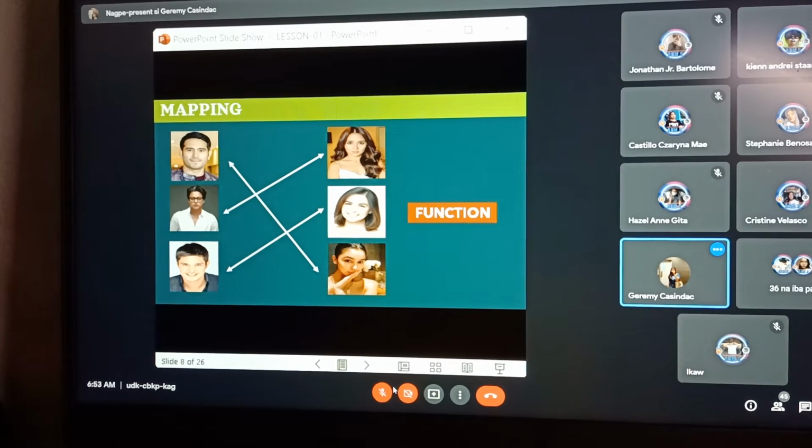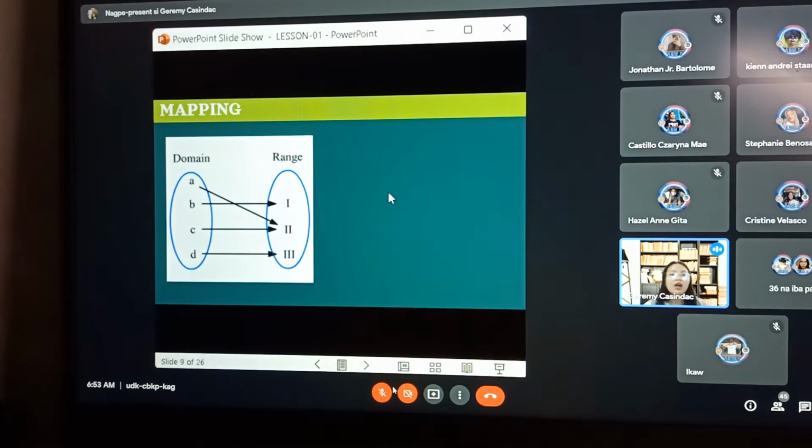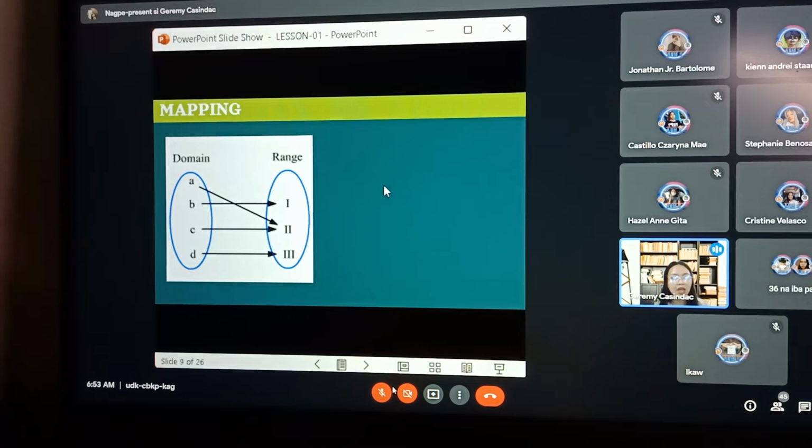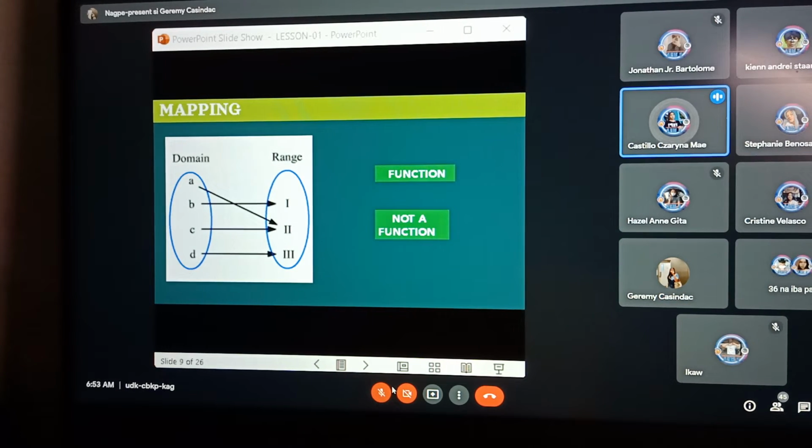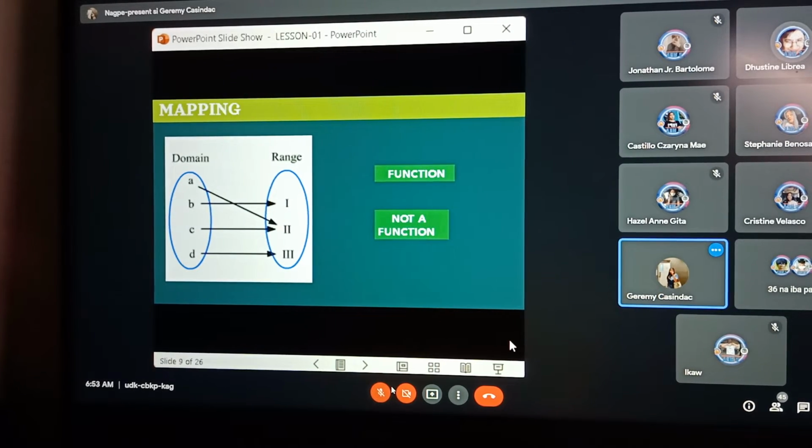Okay, next. Okay, so we have another given example. So please take a look at this type of mapping. So you are going to identify again if it is a function or not a function. Okay? Permission to speak po. Okay, Castillo. Function po, ma'am, because it's paired by one element lang po. Okay.